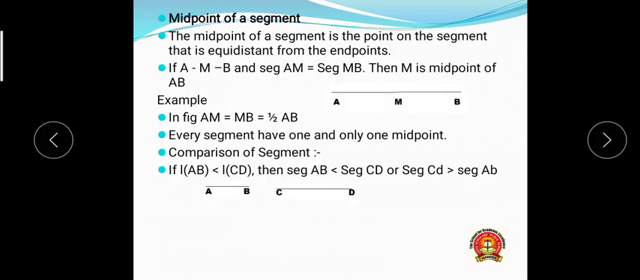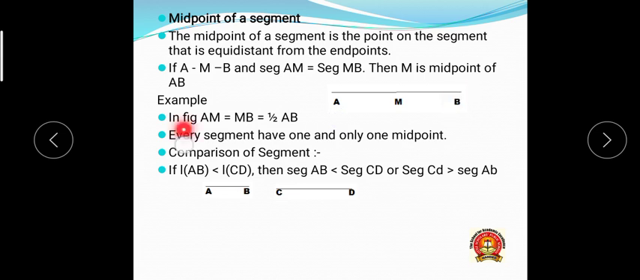Then the next concept is the midpoint of a segment. The midpoint of a segment is the point on the segment that is equidistant from the endpoints. For example, in the diagram, AB is the line, A and B are the endpoints, and M is the midpoint. Why is M the midpoint? If AM is equal to MB, the segment AM is equal to segment MB, it means that M is the midpoint of AB. Means M is equidistant from endpoints A and B.